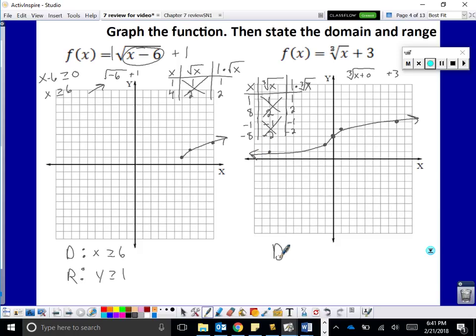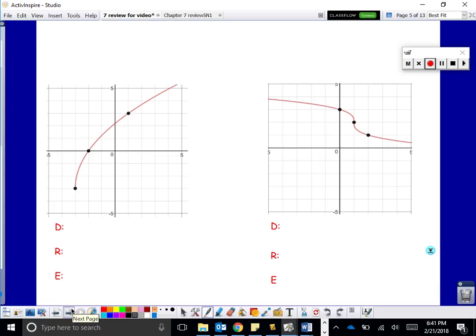Domain here, it's all real numbers. Okay, we don't worry about this because I can cube root negative numbers. My range, similarly, is going to be y is all real numbers. Okay, so that's graphing. Remember, just whatever your a value is, plug it in here, and then these are directions. Coming up with a graph, or given a graph, come up with the equation, the domain and range.